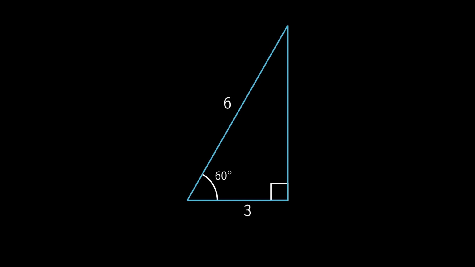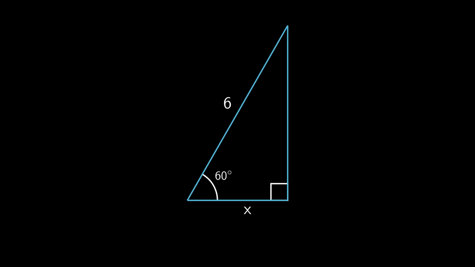Here we have a right triangle where one of the angles is 60 degrees. The hypotenuse is 6 and the adjacent leg to the angle is 3. This gives us the cosine of 60 degrees equal to 3 divided by 6, meaning the cosine of 60 degrees equals a half. So, if we know the ratio between the hypotenuse and the adjacent leg when the angle is 60 degrees, we can use this fact to find unknown sides in the right triangle.